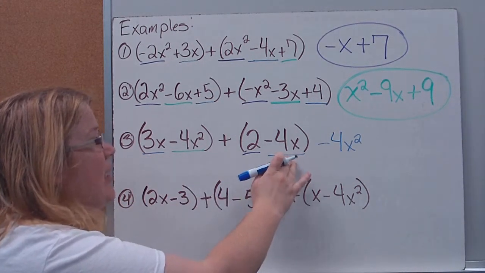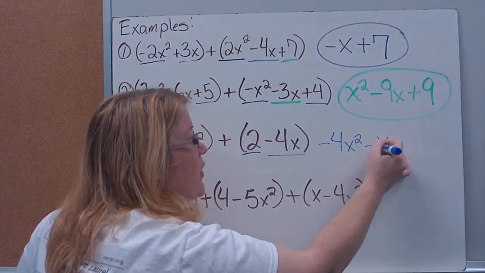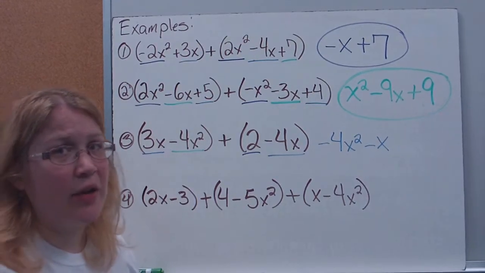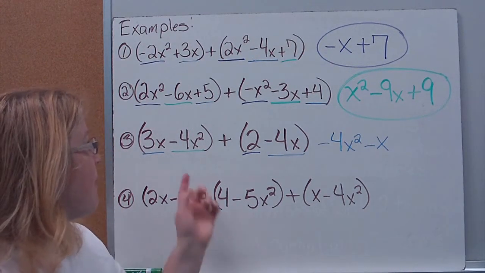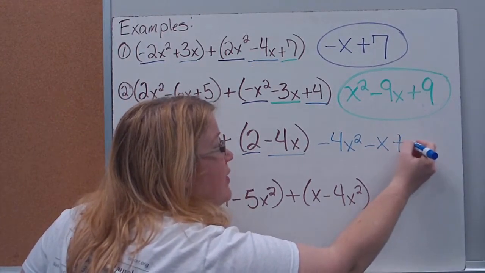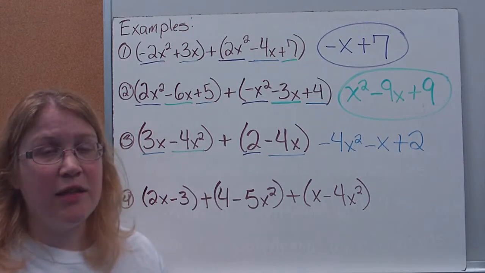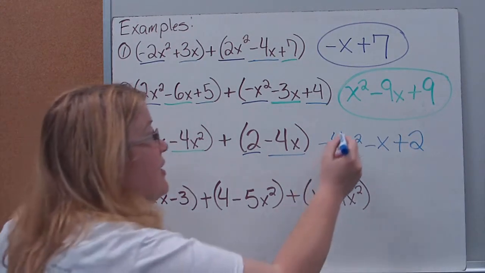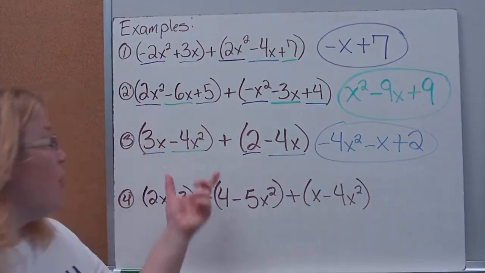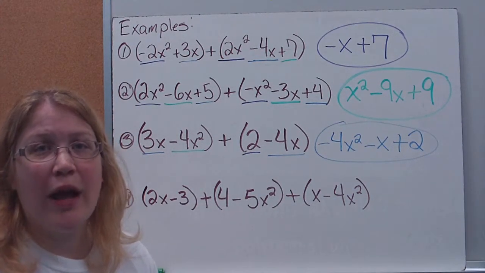I have a 3x and a negative 4x, which leaves me with a negative 1x. So again, you're seeing I'm writing minus x. I'm not going to write the 1 in there because it's implied. And then I have this 2, which is a positive, which means we're going to write a plus 2 here because there's nothing to combine that with. So if there's nothing to combine it with, don't drop it out. It still belongs in your answer. Really, there were only 2 things I was combining. The rest was just getting written over on the other side.